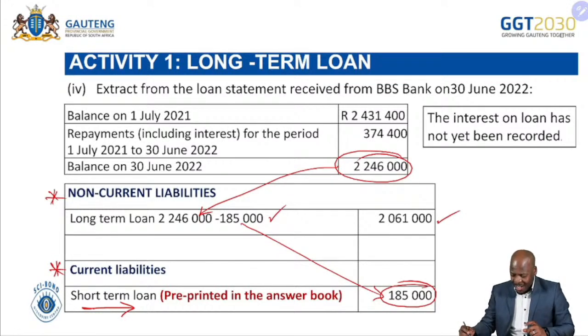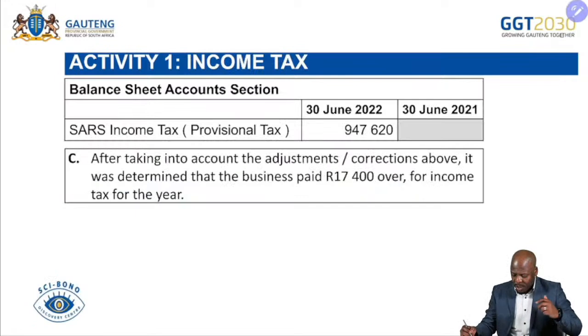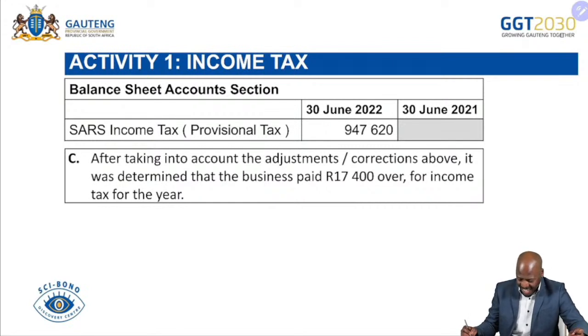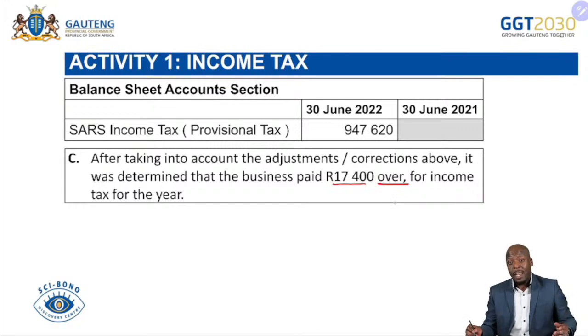Okay. Now, my dear learners, we are almost at the end of this particular question. And then it cannot be over without income tax. Then they say, after taking into account the adjustments or the corrections, it was determined that the business paid 17,400. Listen to the instruction here. 17,400 over. So we were supposed to pay a particular amount, but we paid over.